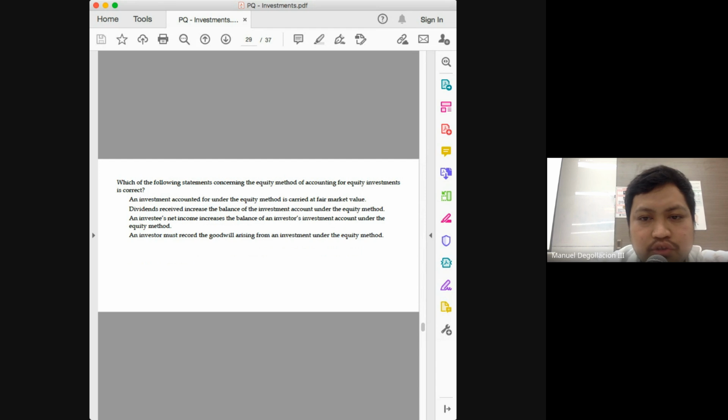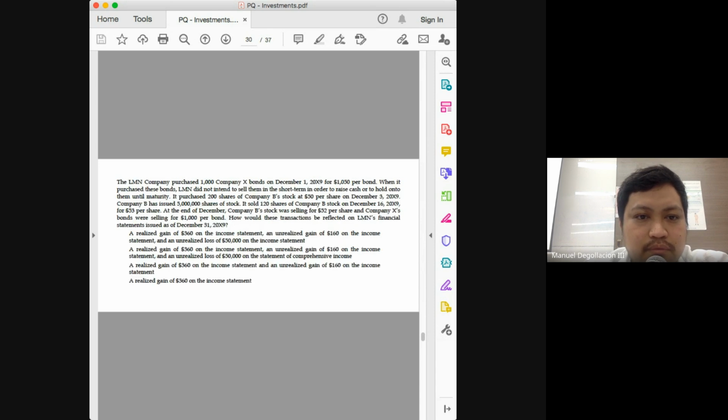Okay, next question. Which of the following statements concerning the equity method of accounting for equity investment is correct? Answer here is an investor's net income increases the balance. We've discussed this already, the balance of an investor's investment account under the equity method. Answer for Element company is letter B, a realized gain of 360, an unrealized gain of 160, an unrealized loss of 50,000.